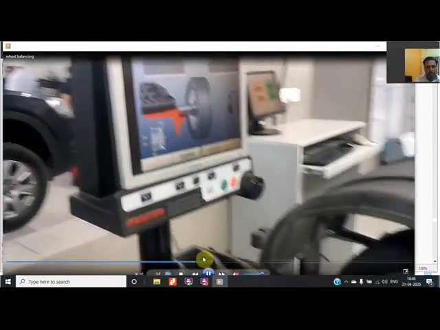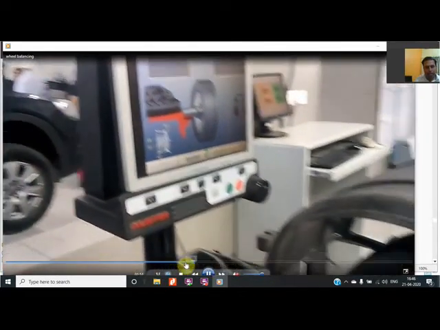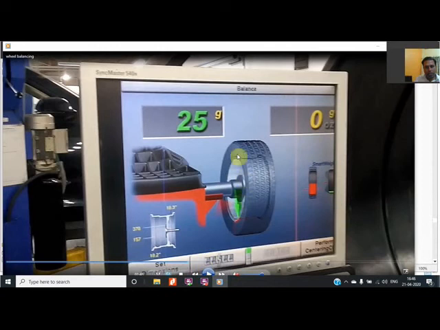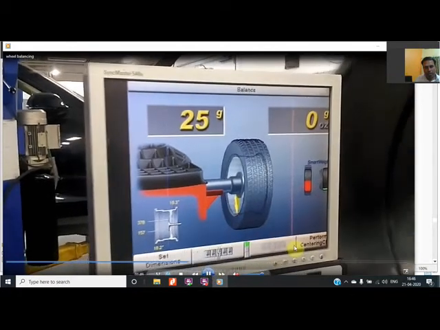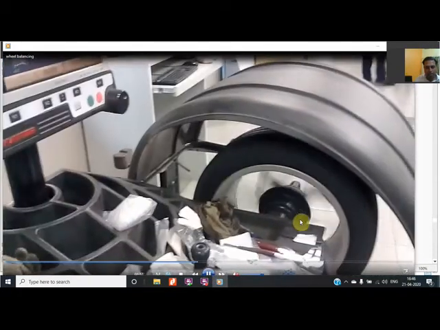The inner side and outer side, two are mentioned over here. One is the inner side and another one is the outer side. It means the inner weight is 25 and the outer is 0 grams. It means at this place we have to place the weight. So in the wheel also we have to see whether this location is mentioned or not.